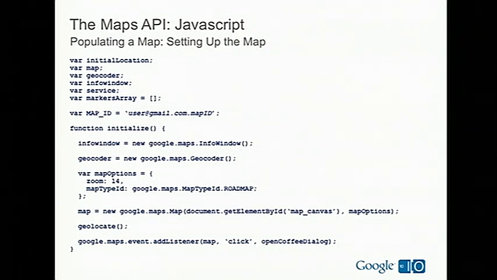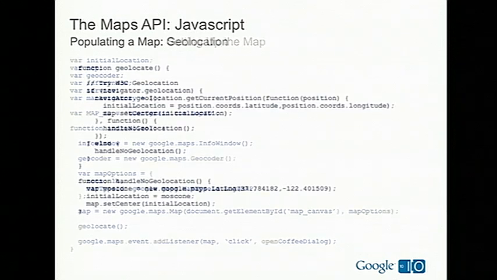So there's that function initialize. That's going to get called when everything's ready. I'm going to create an info window. I'm going to create a geocoder, if you're familiar with the geocoder. And I'm going to create my map. And basically, what I'm going to then do is call the geolocate function. And then I'm going to add an event listener for that map on clicks that will call something called open coffee dialog. So that's a pretty simple initialization.